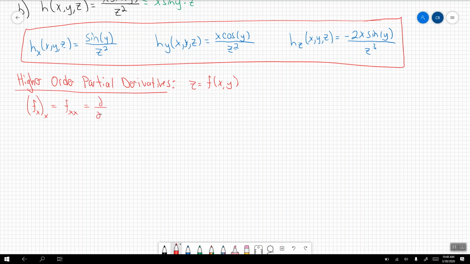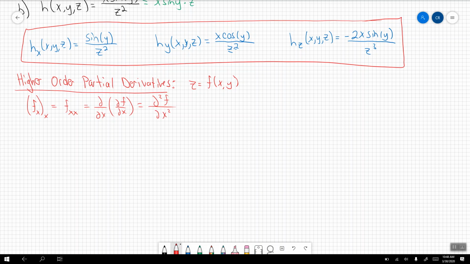Now, partial derivative-wise, this is going to say that we first took a partial derivative with respect to x here, and then once we were done with this derivative, we wanted to take the partial derivative again for this new function with respect to x. Notation-wise, this looks like partial twice for the function with respect to x both times.